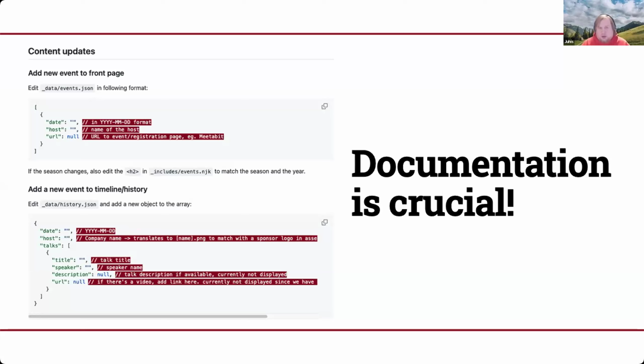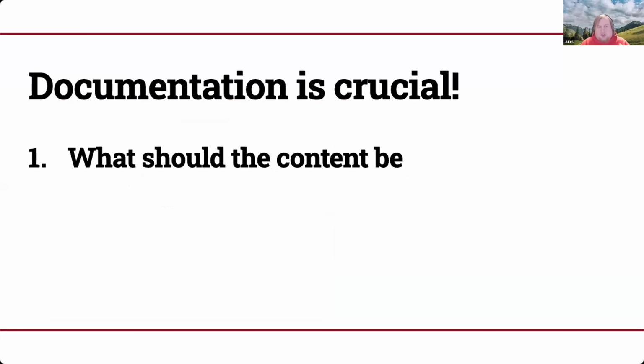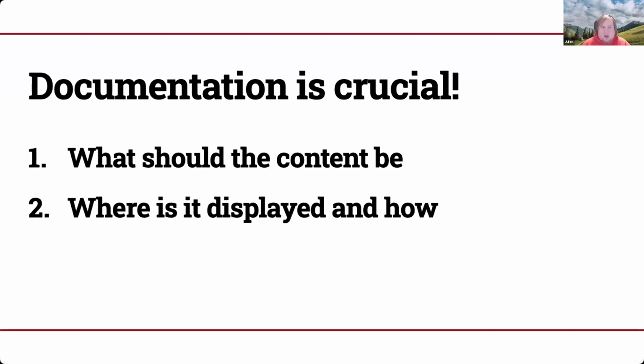And there's two things that you should always document in your content management system, whatever kind of tooling you use. The first one is what the content should be. This could be the format of the dates. It could be what the host key means in the event. And secondly, something that is usually missing is where it should be displayed and how.